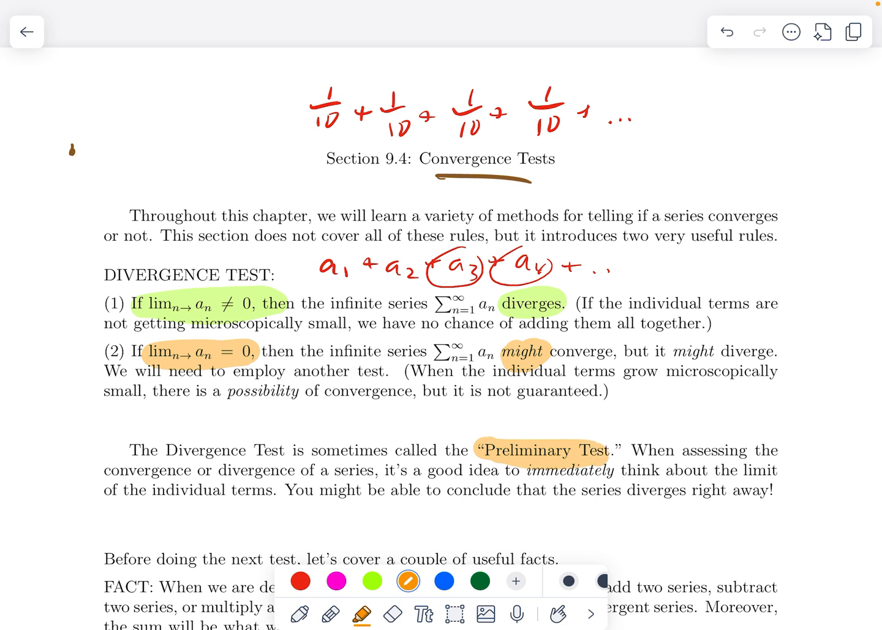When I learned this, it was called the preliminary test. So it's just something you can do right away. And maybe you'll notice immediately, wait a second, these terms are not getting small. I know I'm dealing with a divergent series, so I don't have to do any other tests.